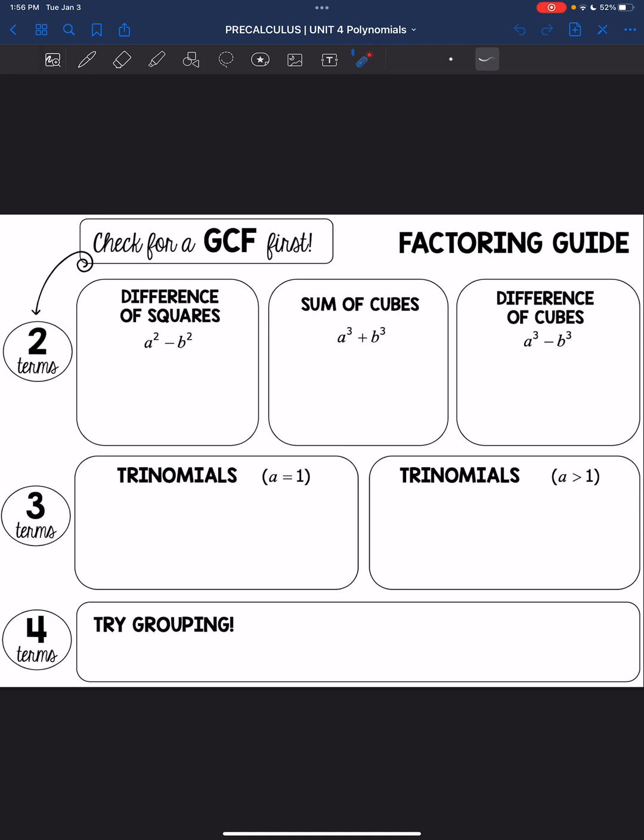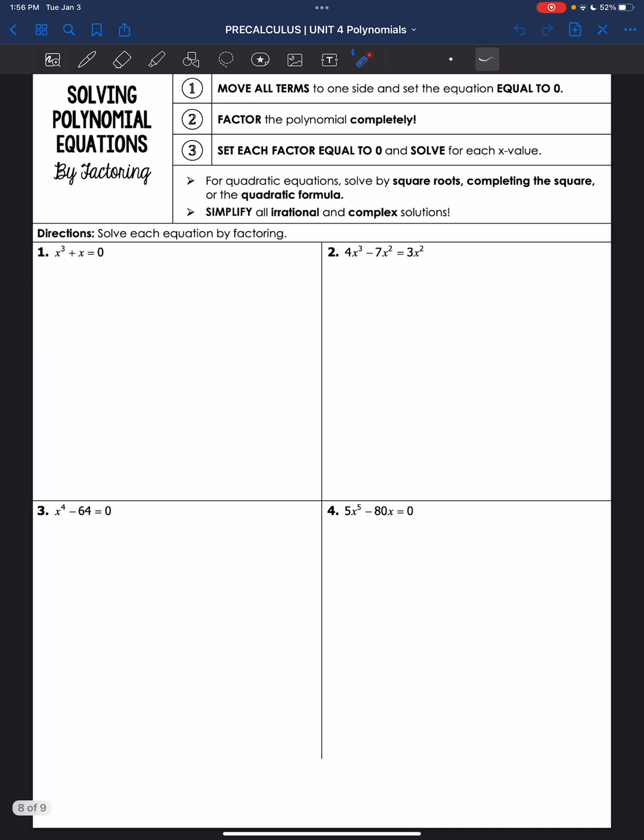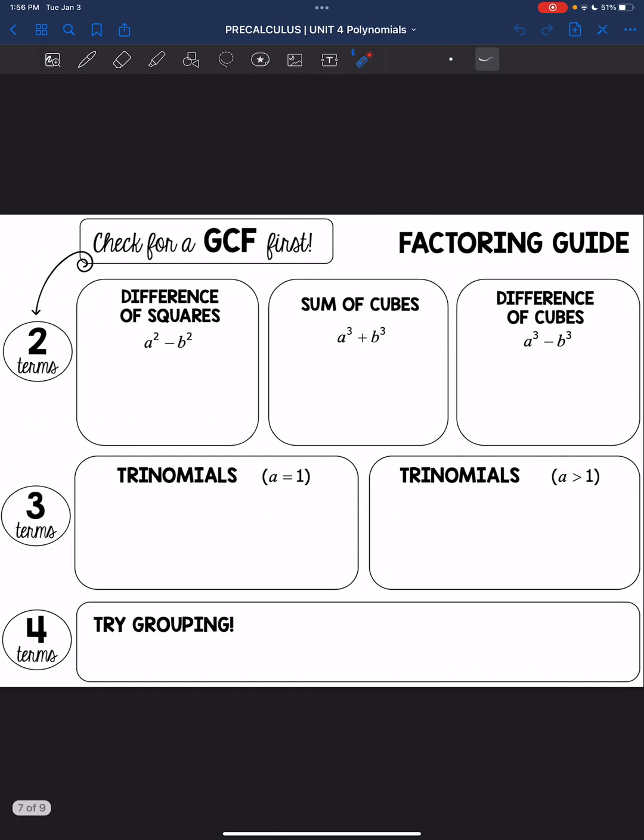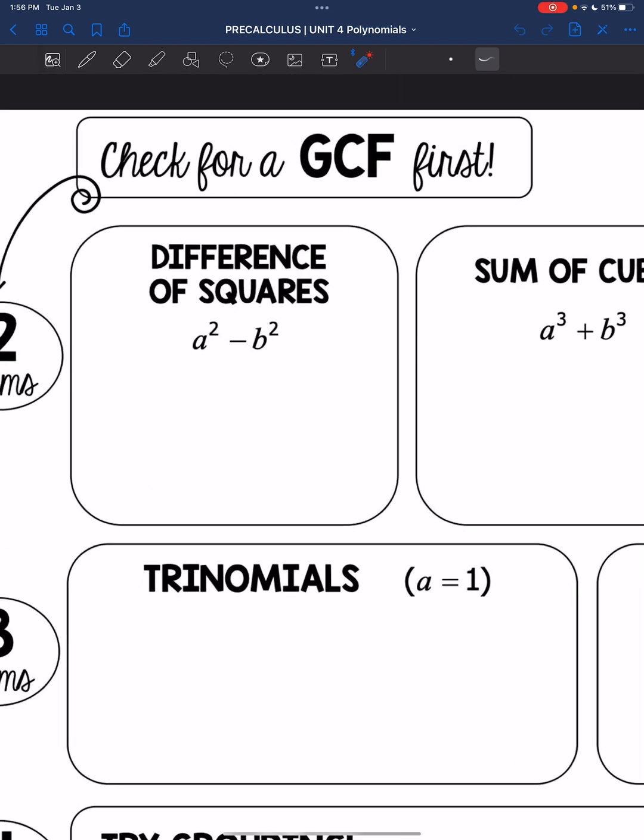In today's video, we are going to go through this factoring guide, working through the steps that are required for factoring all these different types of polynomials. Our goal here today is to use this factoring in order to, as we will do on our next page, solve polynomial equations by factoring.